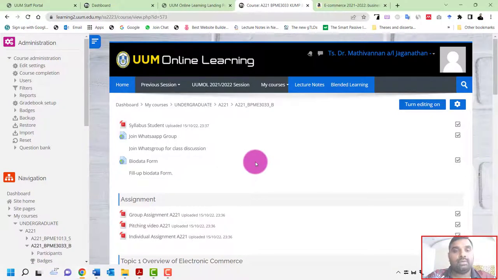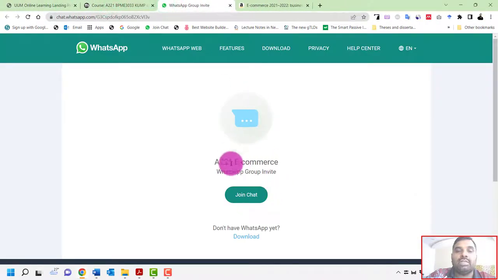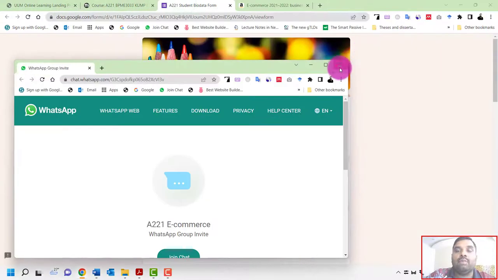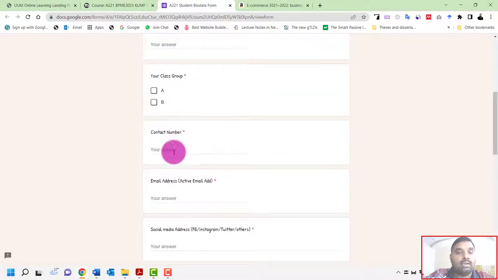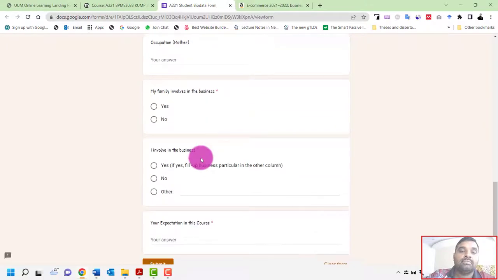So for my class, if let's say group B, first of all, you have to join the WhatsApp group, which has been created by your lecturer. Just click join WhatsApp group A221 e-commerce. Second, you have to click the biodata form and fill up your particulars: your full name, matric number, group A or group B, contact number, email ID, and your personal FB, not your business. Just put your personal FB or Instagram, Twitter, and so on, then fill up and submit.